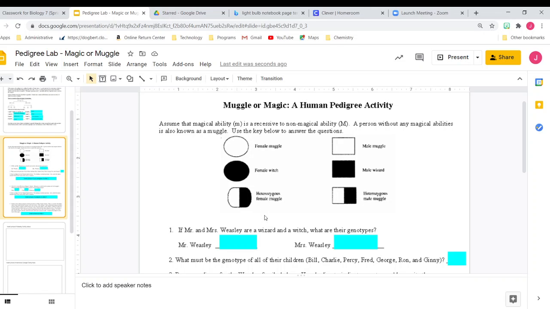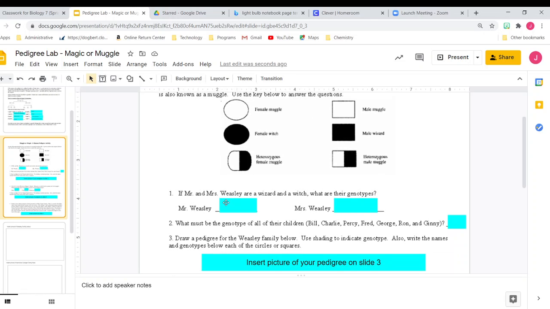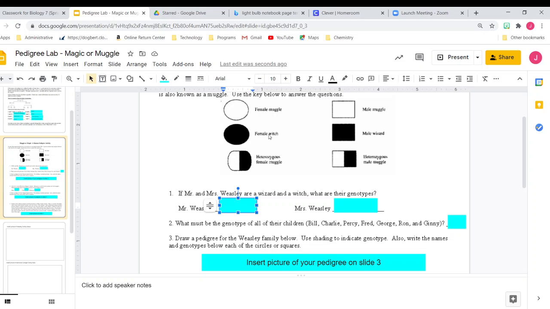I'm going to help you through this one so that you understand who these people are and what they would be here. So Mr. Weasley and Mrs. Weasley are a wizard and a witch. So you can see a wizard and witch are affected. Remember, our affected people, and we're going to use the letter M here for magic, would be lowercase m, lowercase m. Now Mrs. Weasley is also affected. She is a witch, so she is lowercase m, lowercase m. So I want you to understand that all their children would have only one choice here, because Dad can only give a lowercase m and Mom can only give a lowercase m. So it's m, m. Okay.